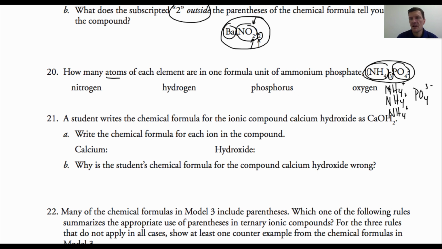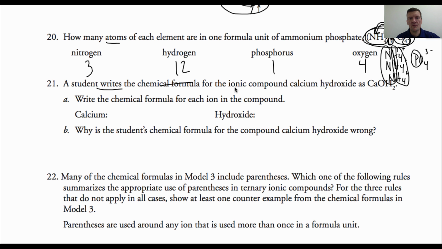So let's look here. I've got 3 nitrogens. I've got 3 times 4, 12 hydrogens. I've got 1 phosphorus, and I've got 4 oxygens. This 3 right here applies to everything inside. So I've got 3 nitrogens and 3 times 4 hydrogens. This 4, though, only applies to the oxygen because it's not outside of the parentheses.